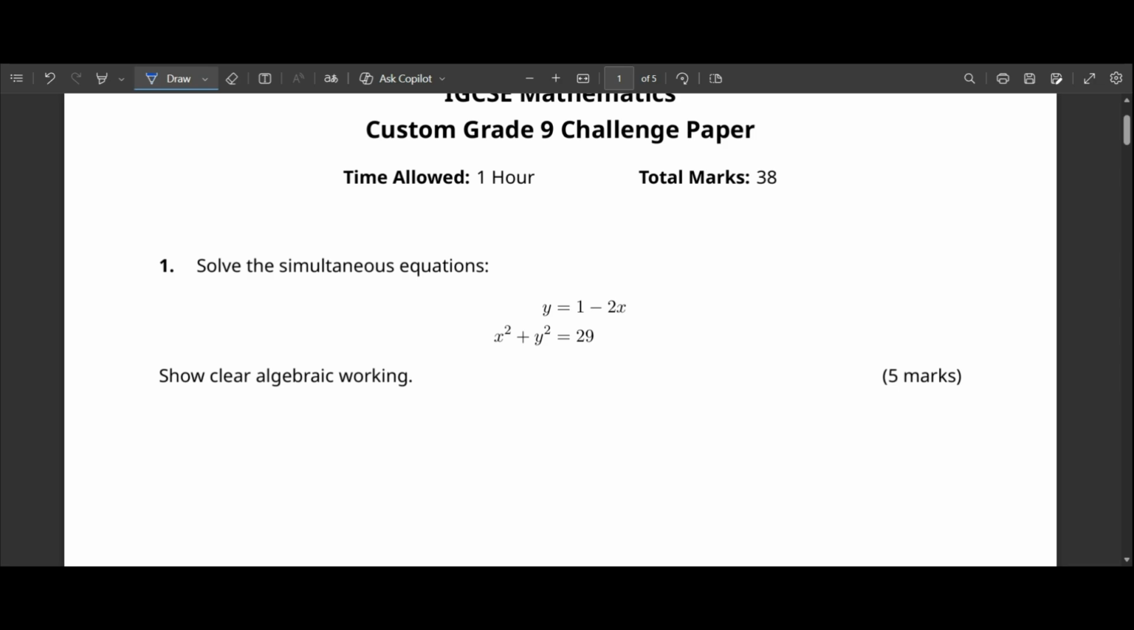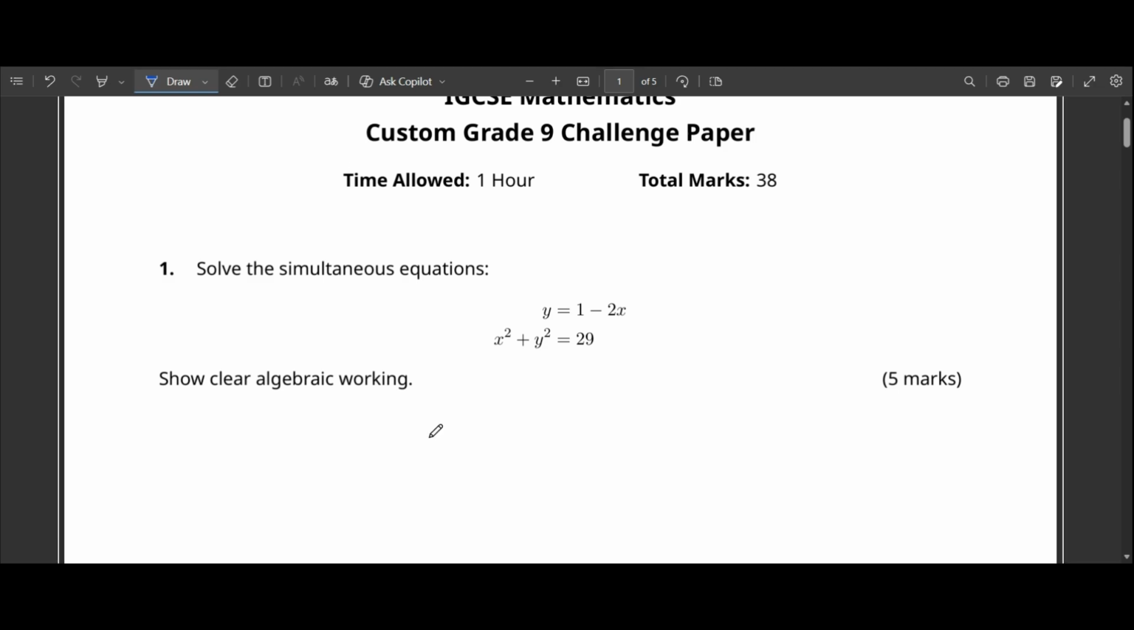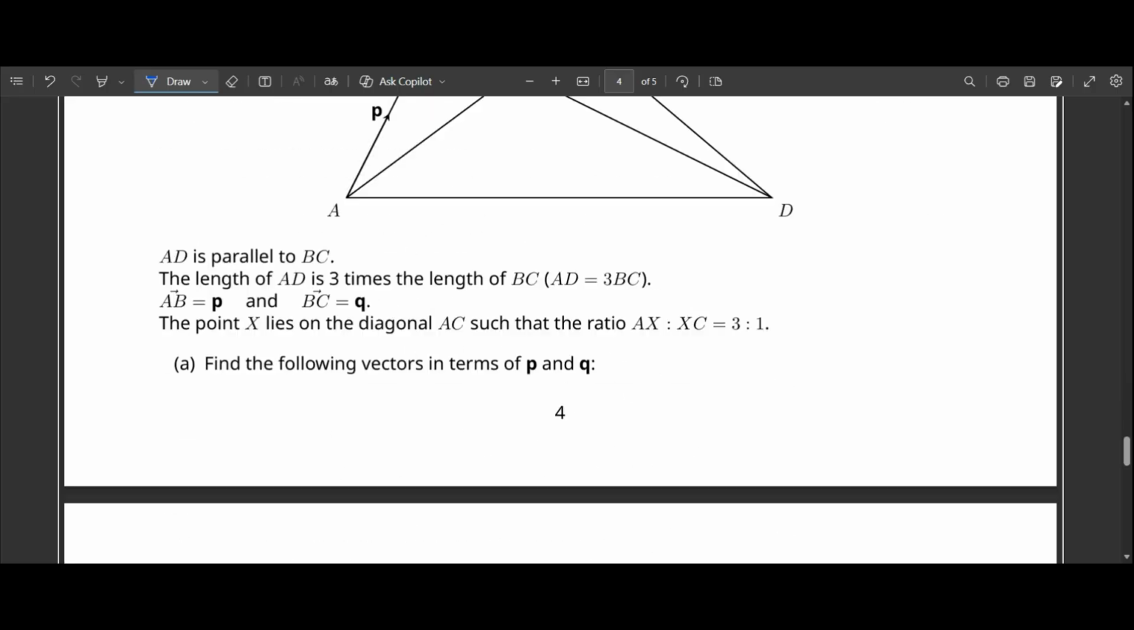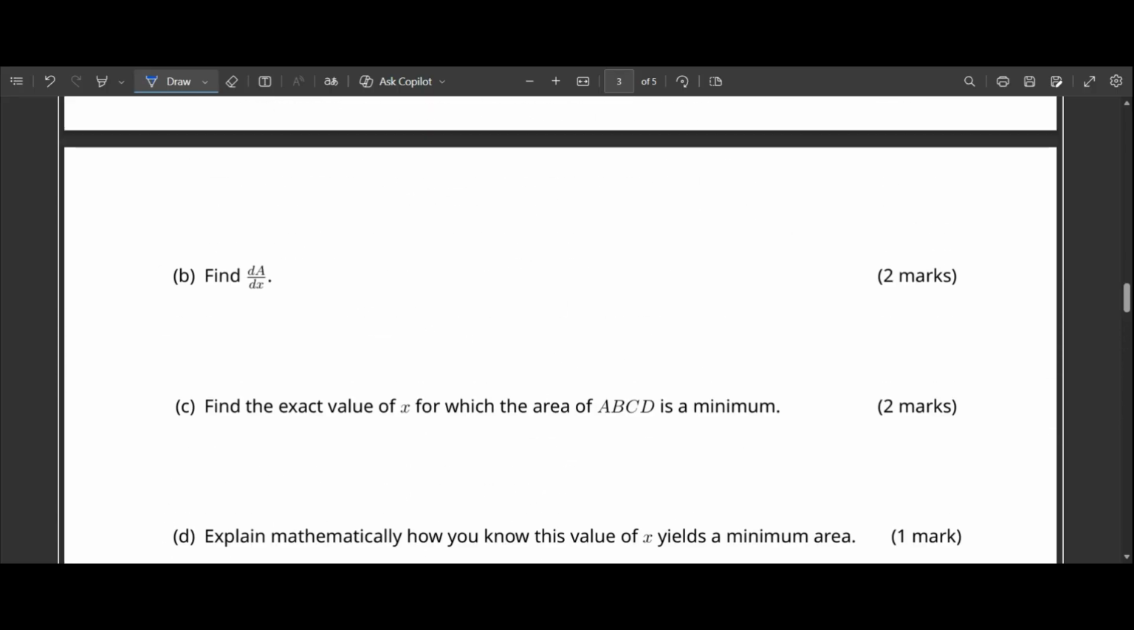Hi everyone. Today we have six difficult questions, six grade 9 questions. So this is the first question, second question, third one, fourth one, and the fifth one, and the sixth one. So we'll do one by one.